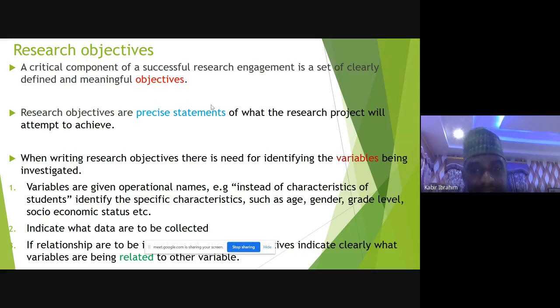For example, gender, grade level, or age. We know they are all demographic data. You know the type of data that you use, and also the type of analysis you use. Three, relationships to be investigated. Specific objectives indicate clearly what variables are being related to other variables.